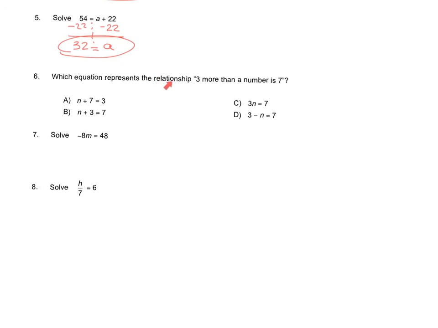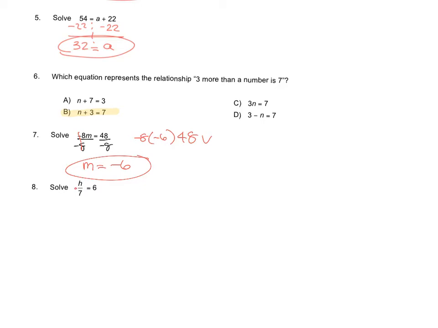Which equation represents the relationship 3 more than a number is 7? So you're adding 3 to a number, and it gives you 7. That would be this one right here. Solve for m. You're going to divide by -8 on both sides, and you are going to get that m is equal to -6. And check your work. -8 times -6 is positive 48, so you know it's correct.